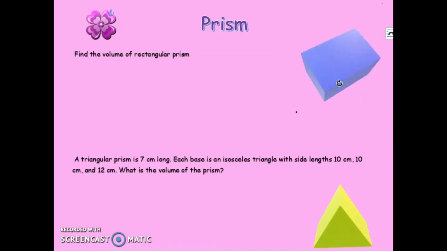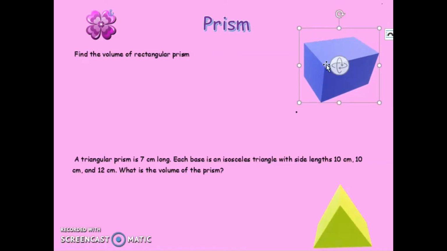As you see, we have a rectangle on top and exactly the same rectangle at the bottom. These two rectangles are called bases. We simply need to calculate the area of this base and then multiply by the depth of the prism, which we call height. Okay, so let's conclude the formula of the rectangular prism.